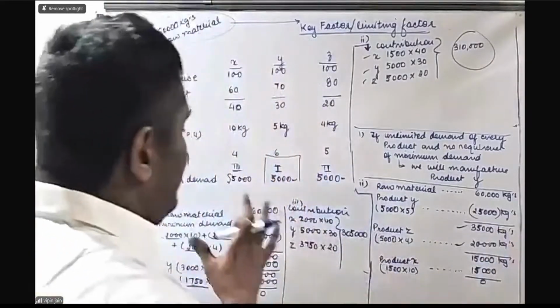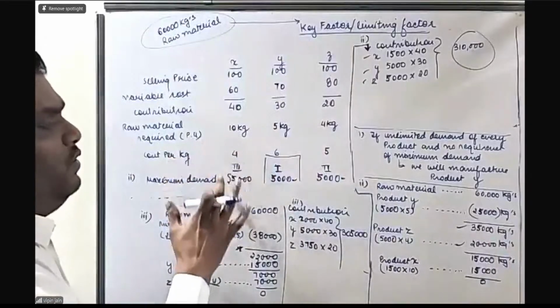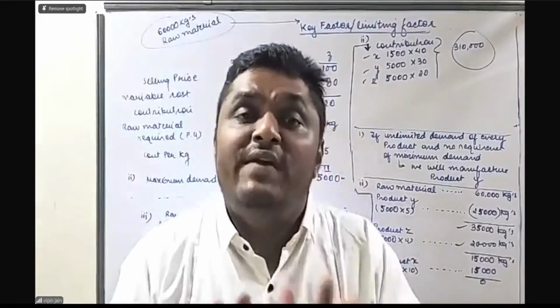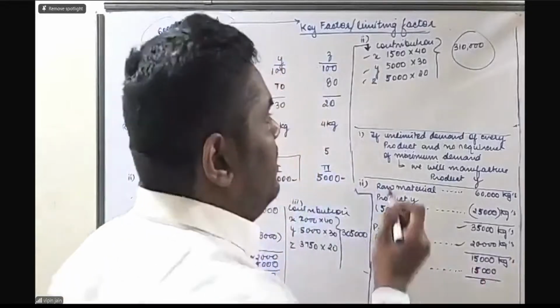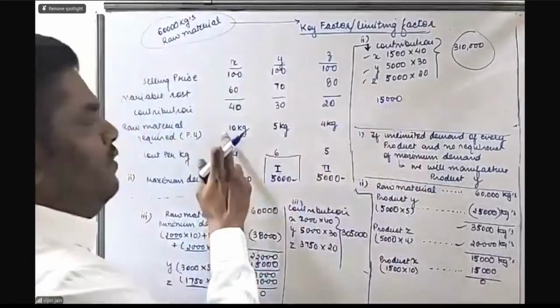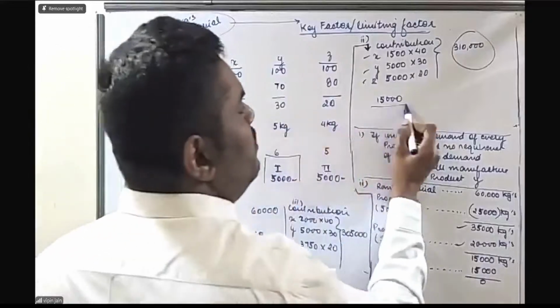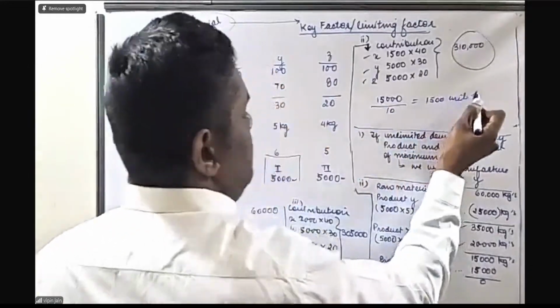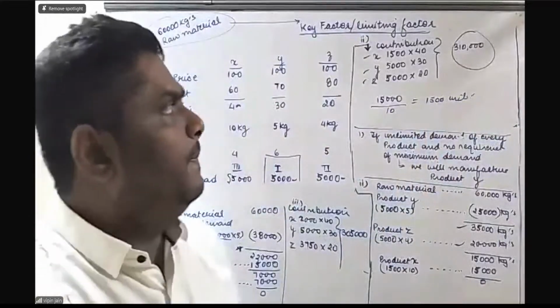Now product X, how much is our requirement? 5,000 into 10, 50,000. Do we have 50,000 in our hand? No, we have only 15,000 kgs. We have only 15,000 kgs with us, and every unit requires 10 kgs. So how many units we will be able to manufacture? Only 1,500 units.